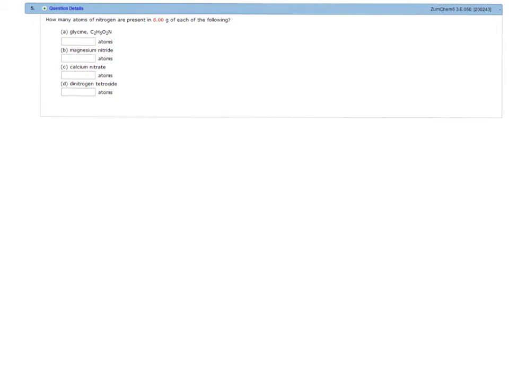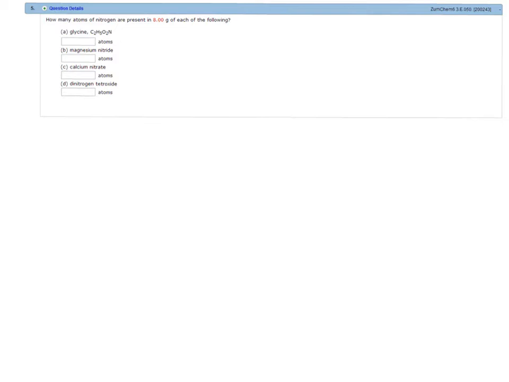In this problem, they're asking us to find the number of atoms of a specific type in each of the compounds they list, and they give us the mass of the compound that you have on hand. So this is a stoichiometry problem. We'll use the molar mass to go from mass to number of moles. Then we'll use Avogadro's number to go from moles to the number of molecules of each type.